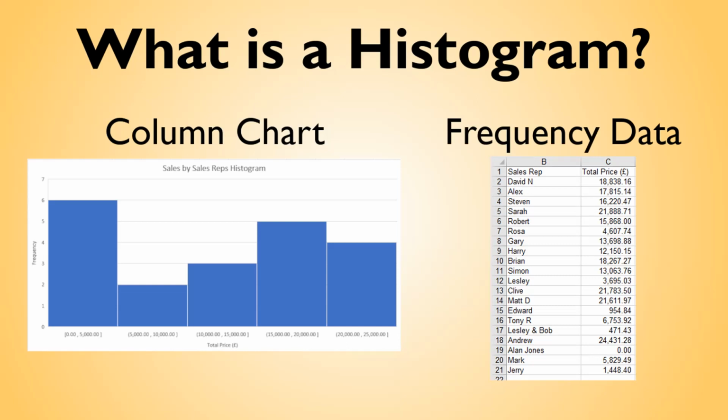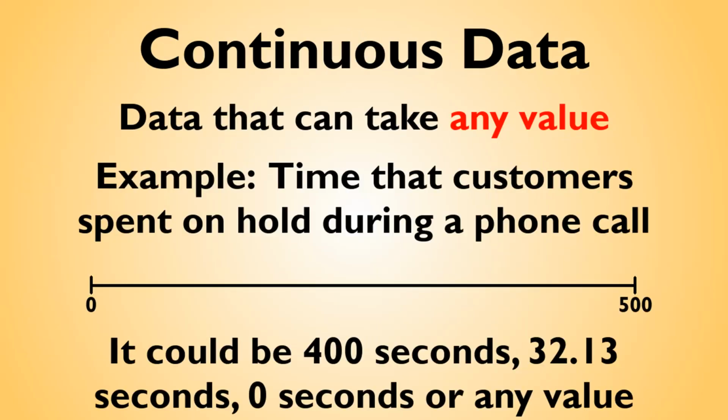What is a histogram? In Excel, a histogram is defined as a column chart that shows frequency data. A histogram is used for interpreting continuous data. An example of this is the time that customers spend waiting in a queue on a helpline, as this data can take any value: 400 seconds, 32.13 seconds, 0 seconds, or anywhere on the scale rather than being confined to certain values. Similarly, the salaries of every employee within a company is another example of continuous data.